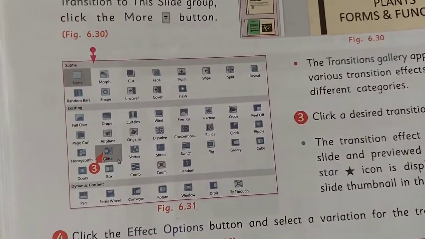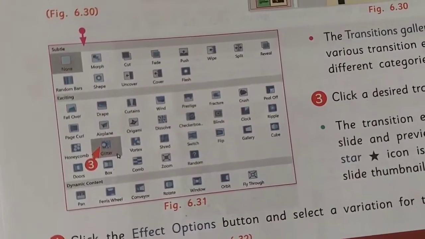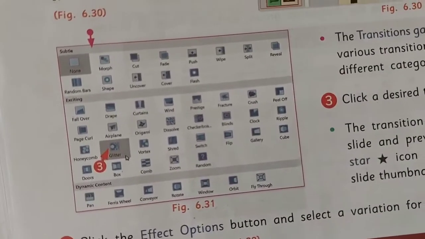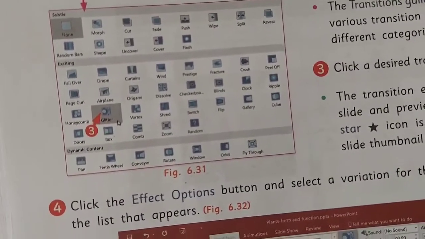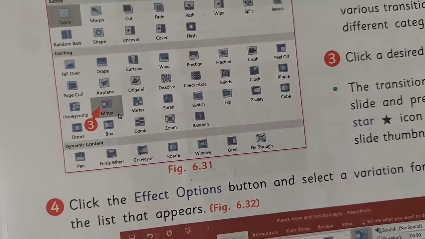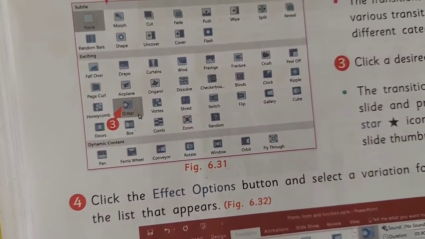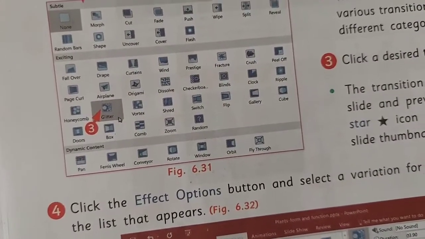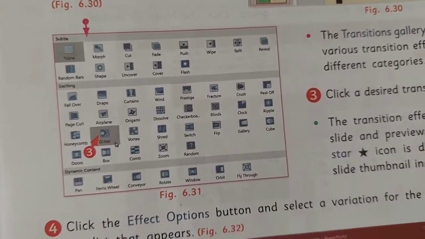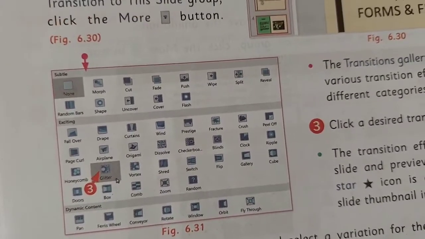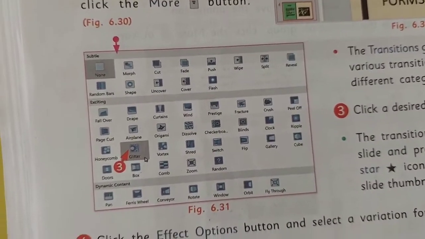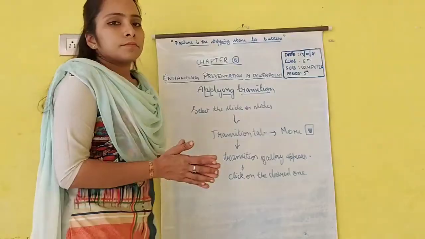You can see here. See the subtle one. Okay, subtle has many options. You can go under subtle. Then you can see the exciting one. There are also many options there: glitter, vortex, drape, fallover, fracture. Many types. Then the dynamic one. Dynamic has fewer, but they are the mostly used ones. Okay, dynamic. So these are the different types of transitions which we can add in our presentations.